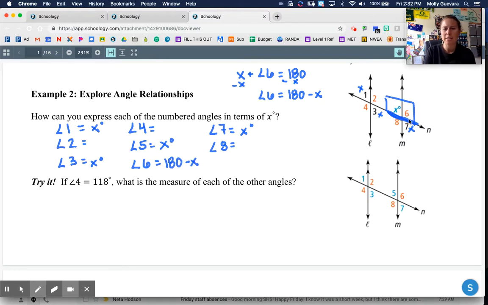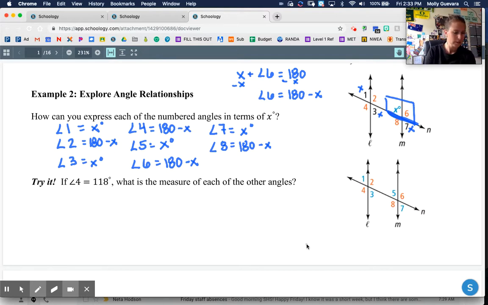Okay, great. If that's 6, well, 6 and 8 are vertical. So they're the same thing. So that tells me that 8 is also 180 minus x, because they're vertical from each other. And 6 and 2 are corresponding. They're in the same position, which means they're also equal. So that means that 2 is 180 minus x. And then lastly, 2 and 4 are vertical from each other, right? They're across from each other, so that means that 4 is also 180 minus x.